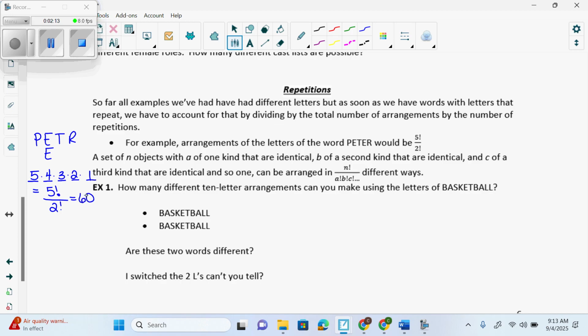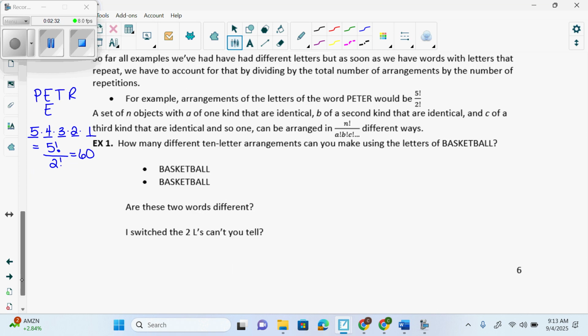So how many different 10-letter arrangements can be made using the letters of basketball? So I have basketball and I have basketball. Are these 2 words different? No. I switched the 2 L's. Can you tell? Arlen can, the rest of you can't. The average bear cannot tell that the L's switched, but Arlen ain't no average bear, so he can tell.